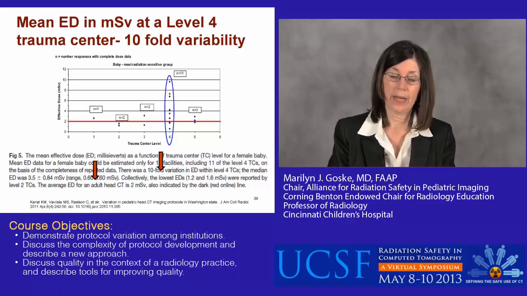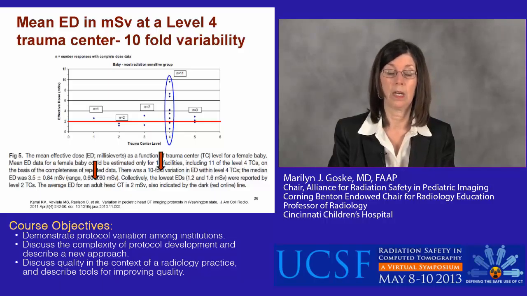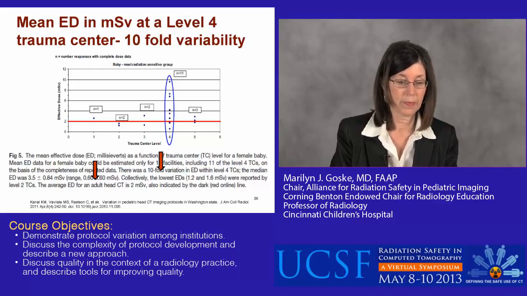She also found out that for that level 4 trauma center, there was 10 times variation in effective dose among the different hospitals, and that the dose range went from 0.6 to 9.6 using effective dose.